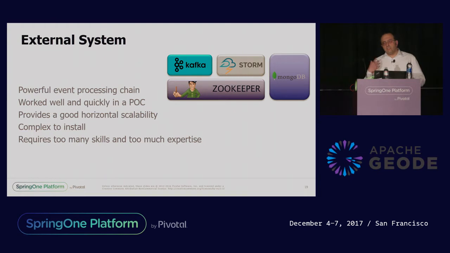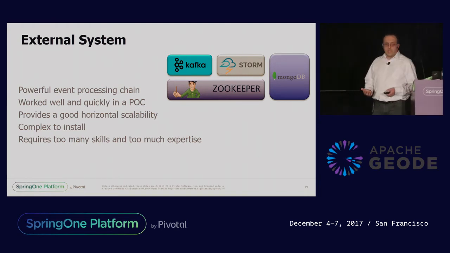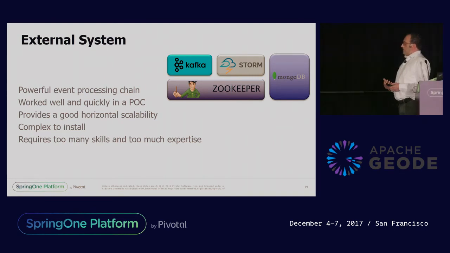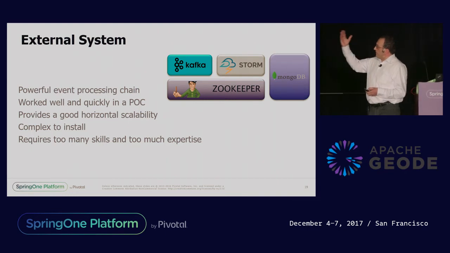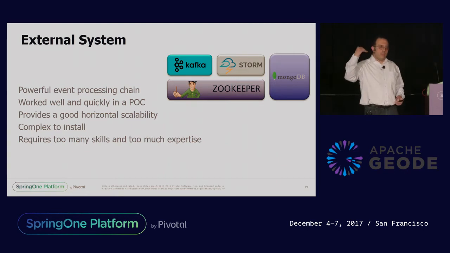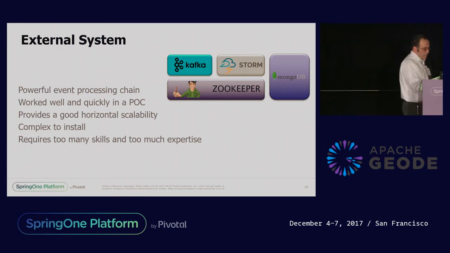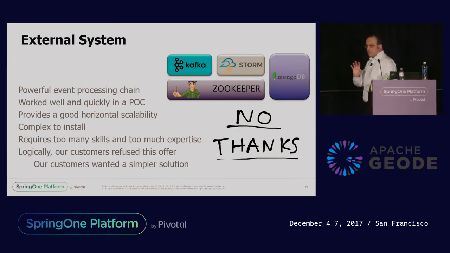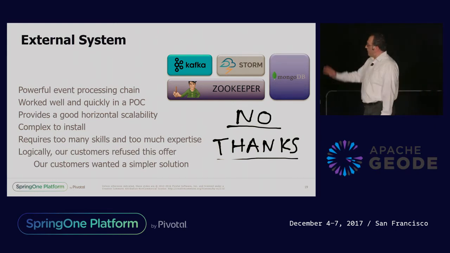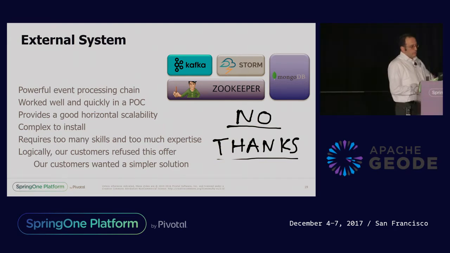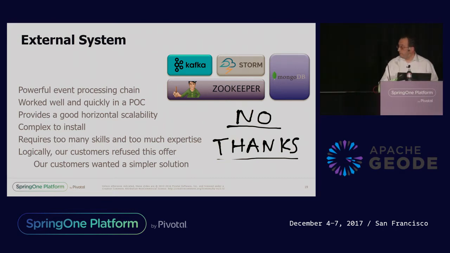But installing this kind of product in a proof of concept and in production are two different things. You need skills in Kafka, in Zookeeper, and in Storm. Why? Because you want to reach the quality level for a production environment. And when we offered this chain to our customers, they said, no, thanks, too complex for us. We have to find a guy for Kafka, a guy for Storm, a guy for Zookeeper. So they asked us to find a simpler solution.